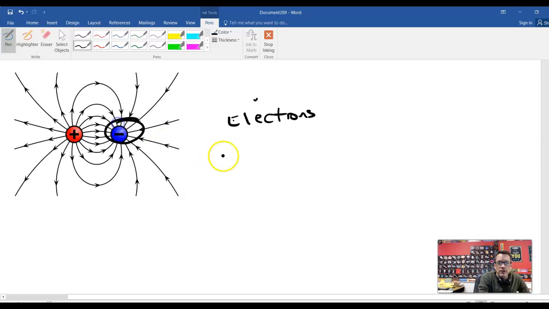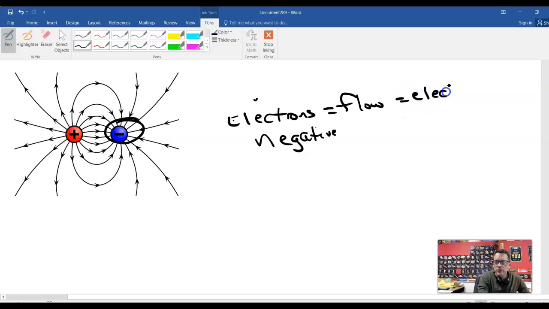So as we talked about, electrons are the part of the atom that have a negative charge. They can hop off of one atom and go to another, and their movement or their flow is what we have as far as electricity is. So when electrons are flowing, that's going to give us our electricity.